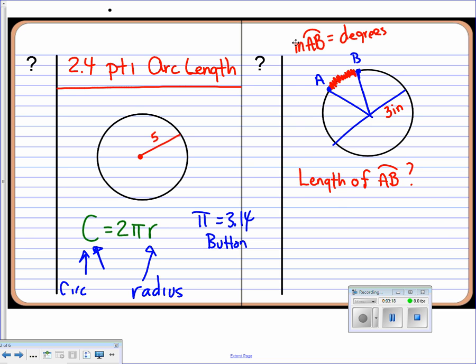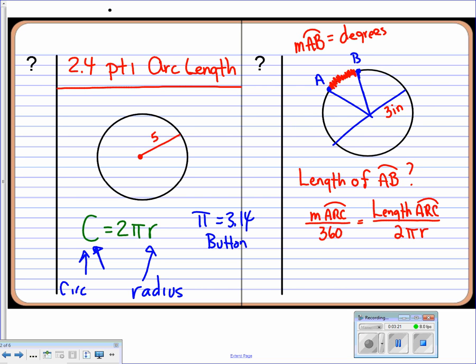So let's come up with a formula and see if you can follow along with me. So here's the formula that I want you to remember. It's a left side fraction and a right side fraction. The left side fraction is the measure of the arc, whatever it is in degrees, out of 360, is equal to the length of the arc out of the entire circumference.